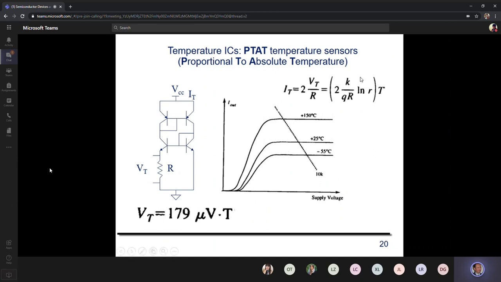So finally, we have a constant, that is the quantity in parentheses, times the temperature. So this is a much better sensor because it is just proportional to the absolute temperature. Okay.